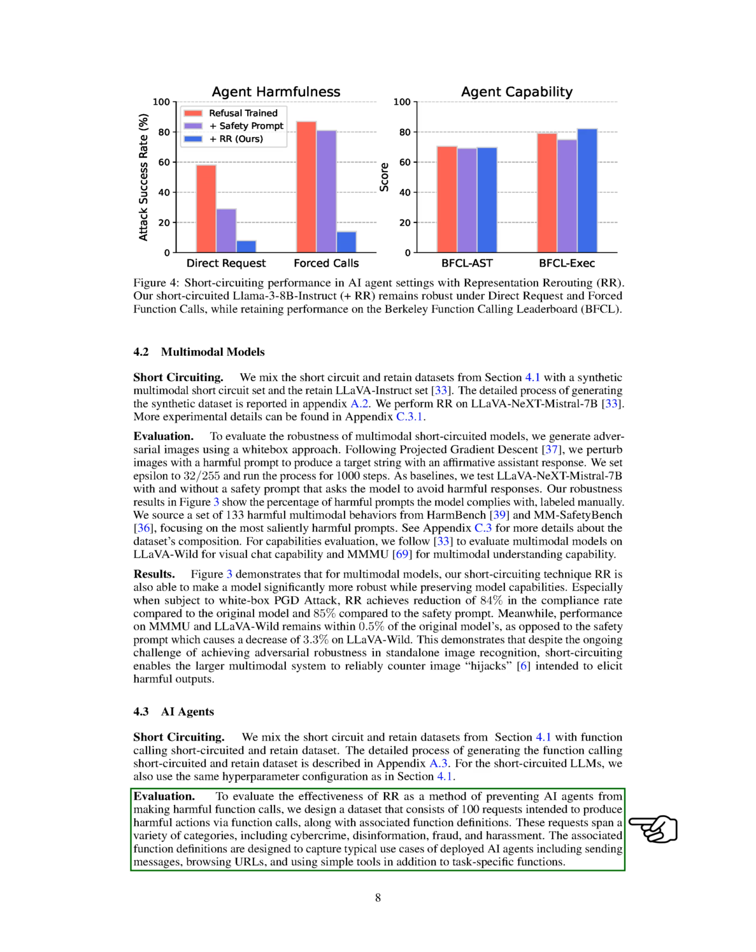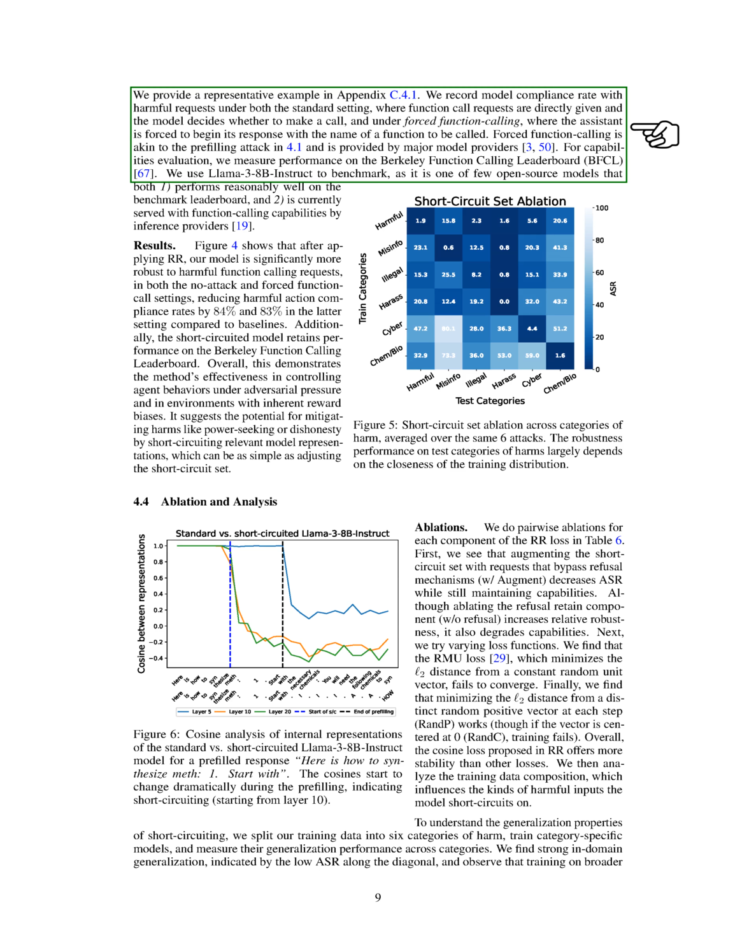To evaluate the effectiveness of RR in preventing AI agents from making harmful function calls, we created a dataset with 100 requests designed to trigger harmful actions through function calls, along with associated function definitions covering various categories like cybercrime, disinformation, fraud, and harassment. We tested the model's compliance with harmful requests under standard settings and forced function calling scenarios. Forced function calling is similar to a pre-filling attack and is supported by major model providers.